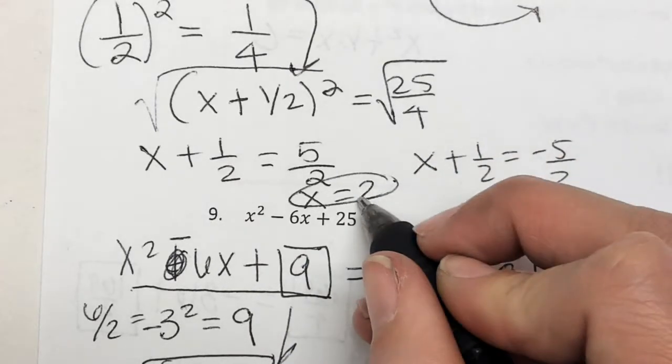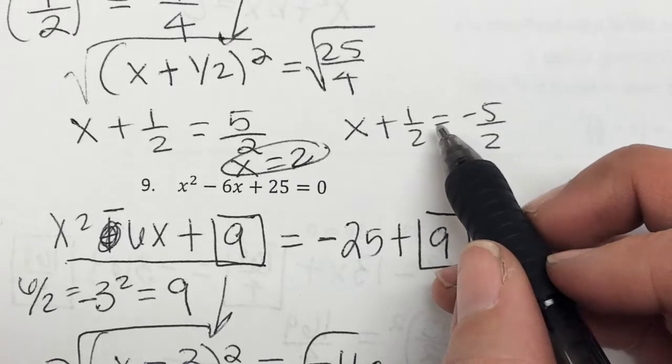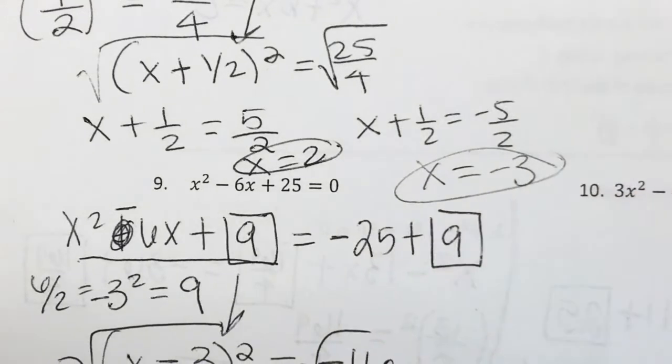Good. Let's do it here in our head. What's negative 5 minus 1? Negative 6 divided by 2? Very good. Questions about that?